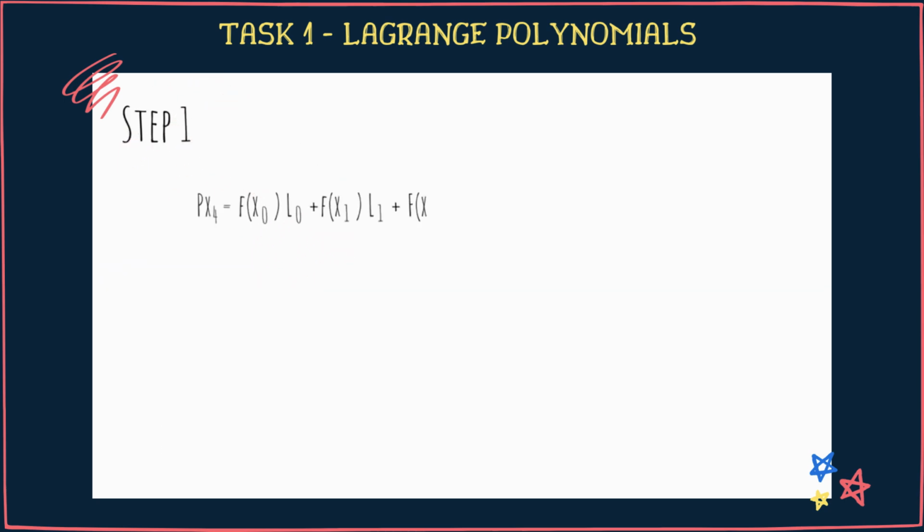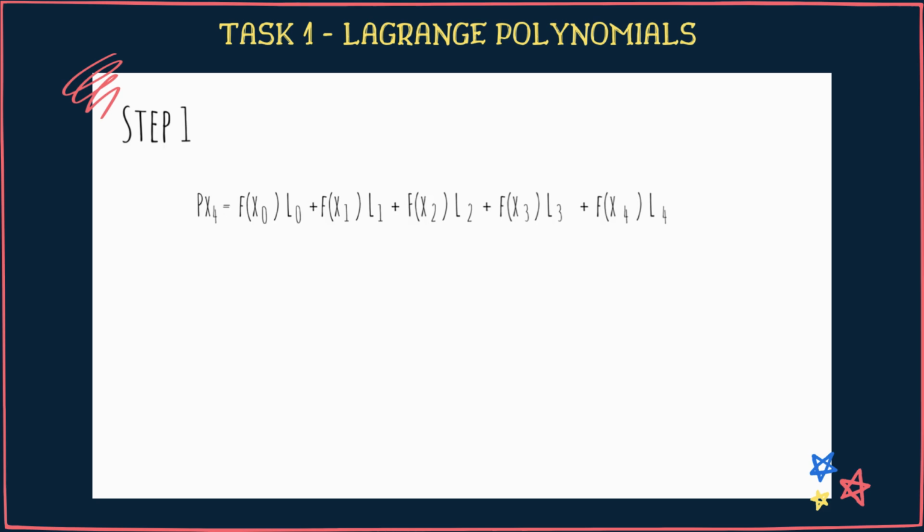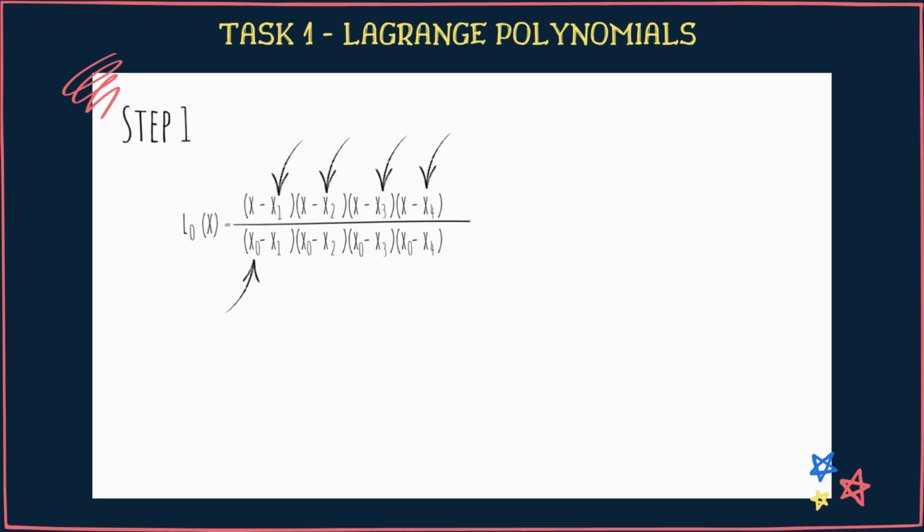Now, looking at this Px4 formula, we can see that the function values from f at 0 until f at 4 are actually the y values we already know. So our main task now is to find the values for the basis polynomial starting with L0. This is from our table that we highlight here.